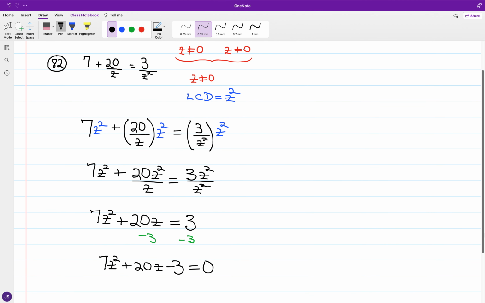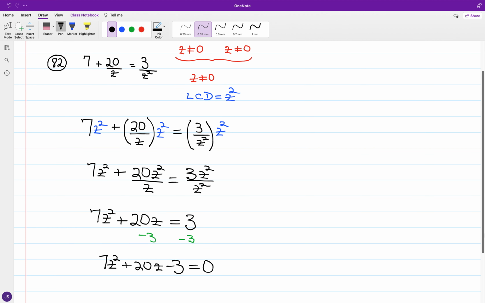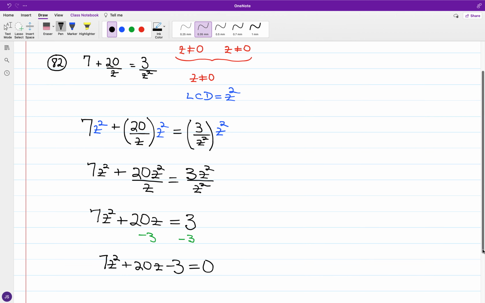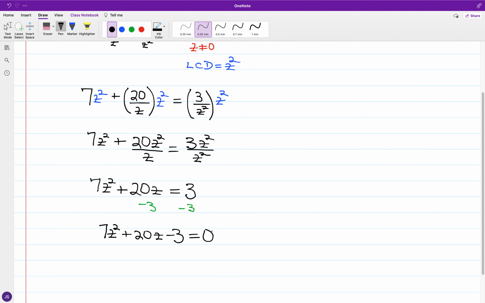You could try the quadratic formula, though you would be dealing with some potentially unusual coefficients. You can also utilize the zero product property. We started out with this equation and cleared out the fractions upon multiplying everything by z squared, and now I have the terms arranged such that the equation is in its standard form.